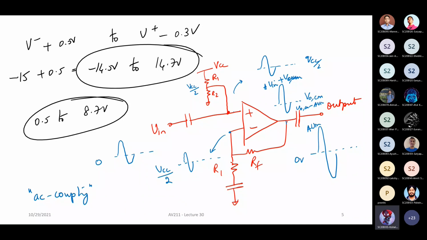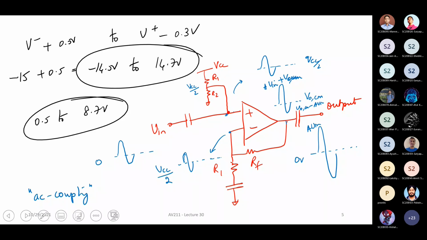Sir, what after we got this negative terminal as virtual short at VCC by 2? Can you explain again? Yes, by virtual short, this is VCC by 2. And then, because of virtual short, whatever voltage is here, the same voltage will be here. Sir, what about the output part? The output part, okay.